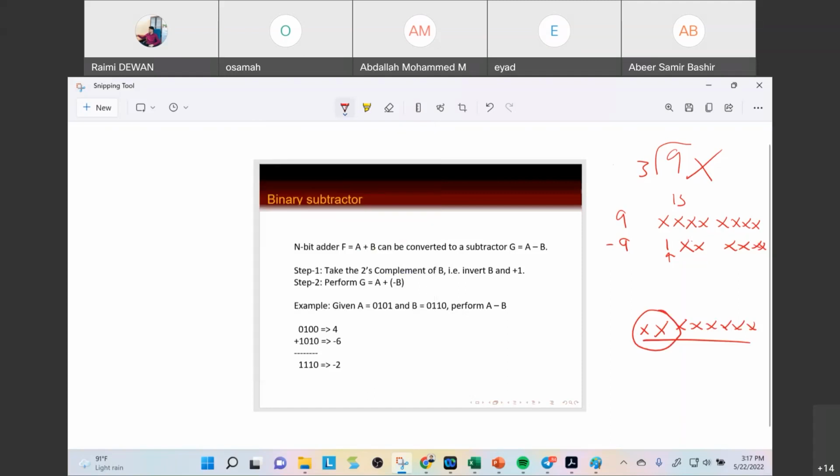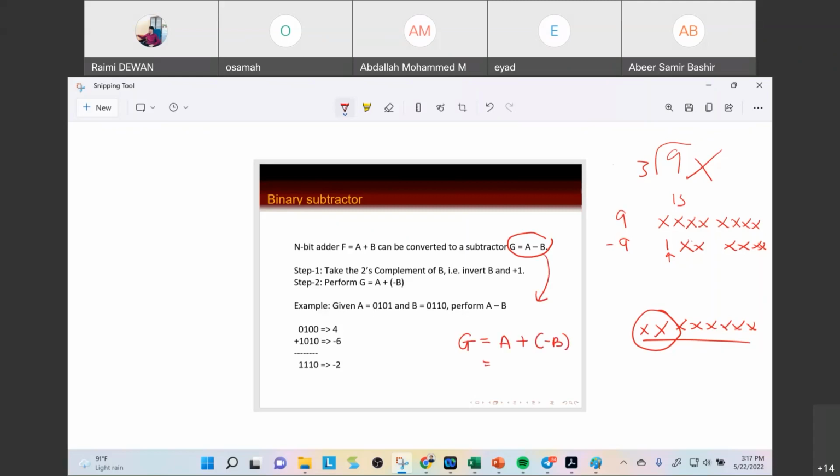Now, an n-bit adder F equals A plus B can be converted to a subtractor G equals A plus negative B. This one is if we do it manually. For example, 10 plus 10, minus 3, 3 plus 3, 3 minus 3, 3 minus 6. But here, we need to make it into complement first. So you can make it like this. This is to make you understand first. So G equals A plus negative B.